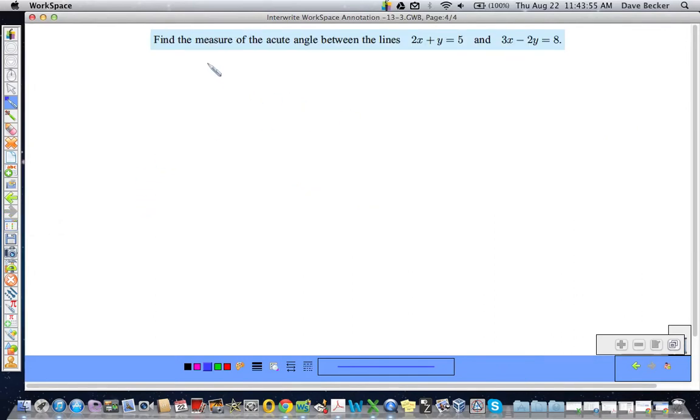Okay. Last example, find the measure of the acute angle between the lines 2x plus y equals 5 and 3x minus 2y equals 8. Now we're totally in Cartesian form. So let's take a look at 2x plus y equals 5. If I put that in y equals mx plus b form, I get y equals -2x plus 5. And if I put this in y equals mx plus b form, -2y equals -3x plus 8, solving for y, y equals 3/2 x minus 4.